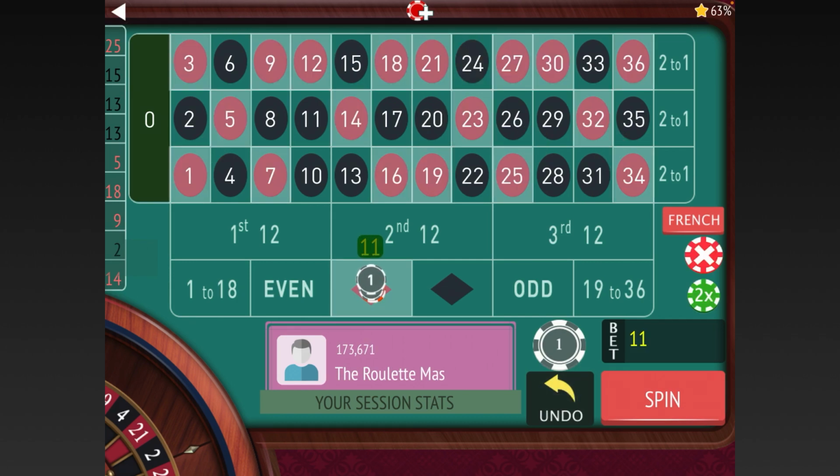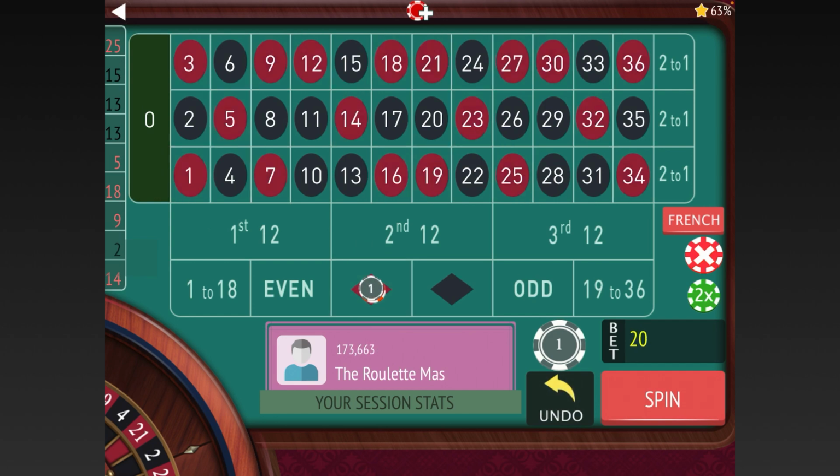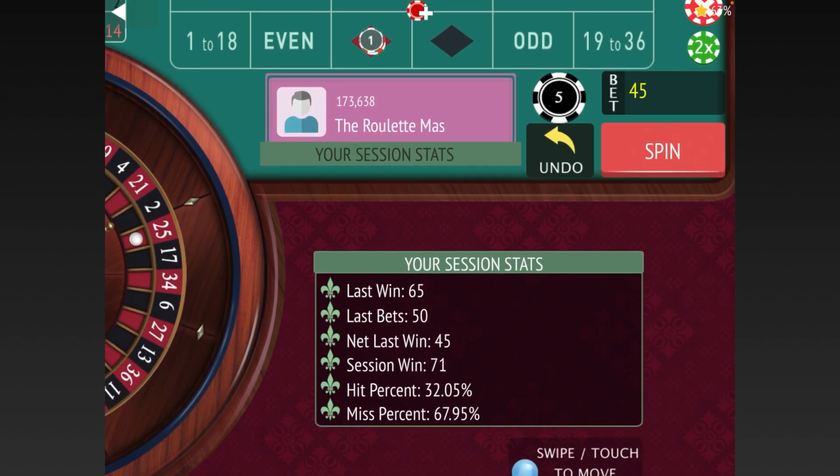So now we're going to go back 1 unit to 20. And then from 6, we're going to go back 1 unit to 5. So let's switch those to $5. And as long as they don't overlap, you're okay. Alright, there we go. So we've gone from 6 to 5 on the inside because we went back a unit with a win. And then we did the same with the red. So we got a $45 bet.